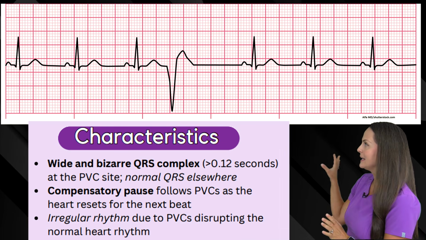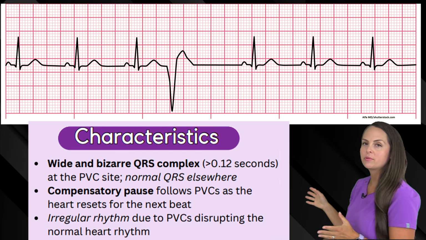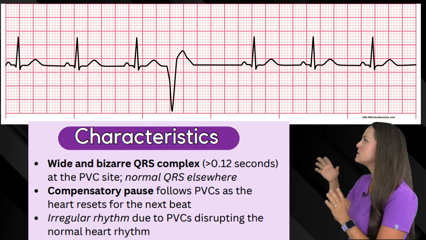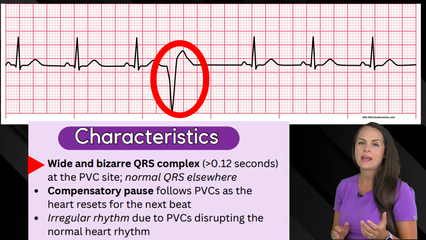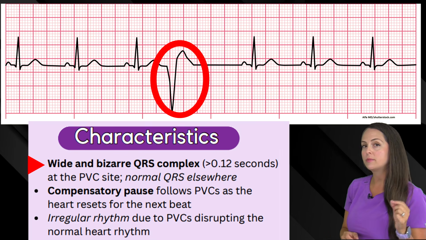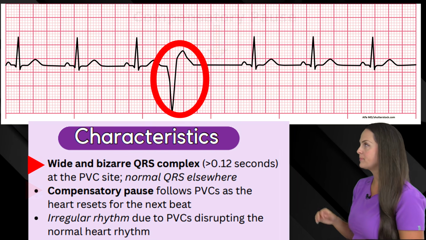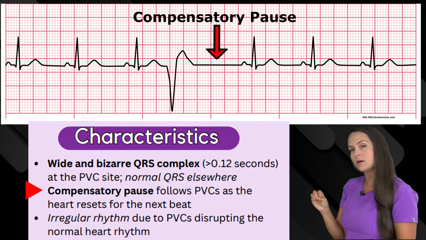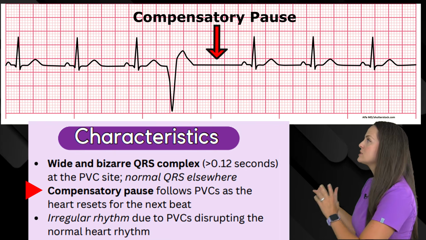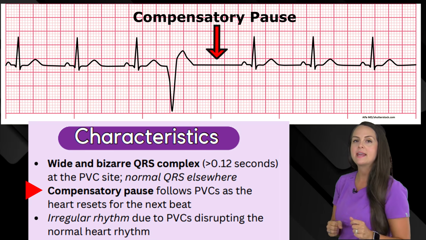So what are some key characteristics that you want to remember about PVCs? Well, whenever you're taking a peek at your underlying rhythm on your rhythm strip, all of a sudden you're going to notice this premature contraction that occurs, and it's going to be wide and bizarre. So your QRS complex is going to be greater than 0.12 seconds. After that premature contraction, you're going to see this compensatory pause that we talked about earlier, and again, that's just the heart resetting itself, preparing for that next beat.